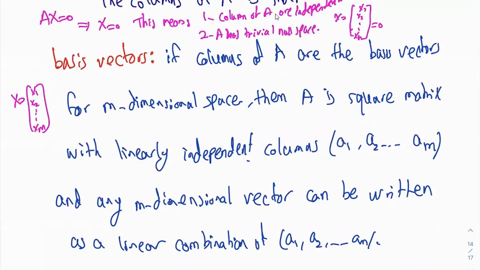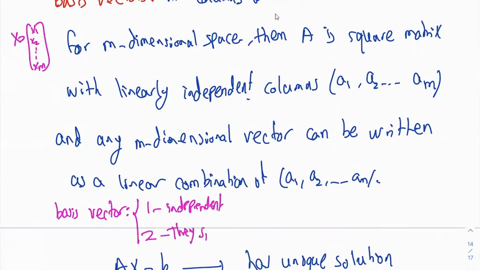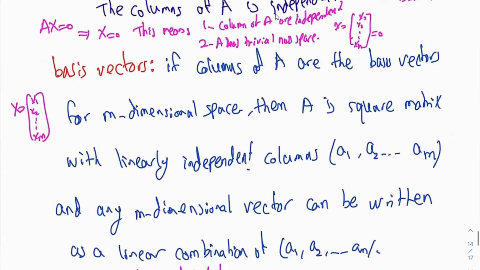The basis vectors are a set of vectors that, first, are independent. Second, they span the entire subspace.